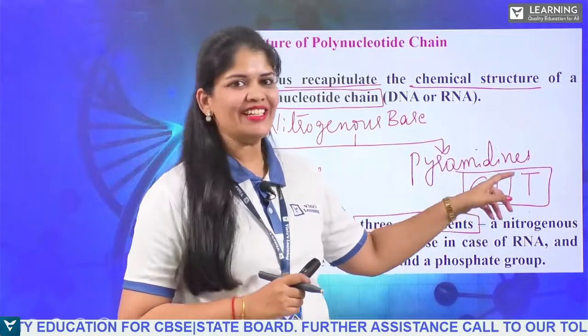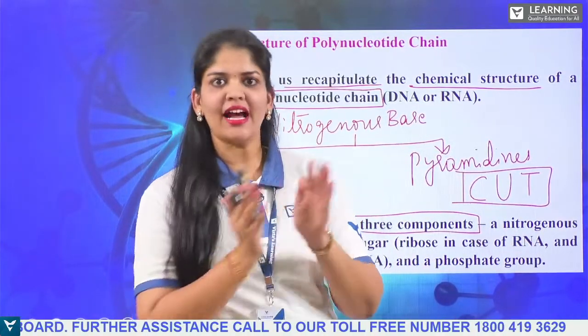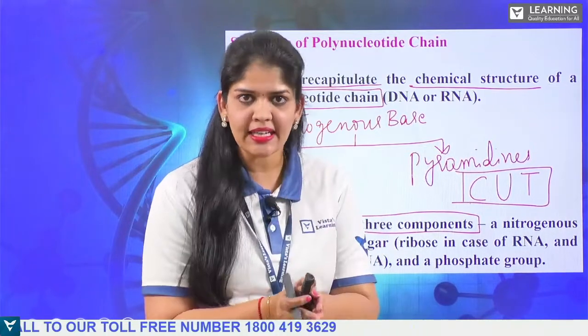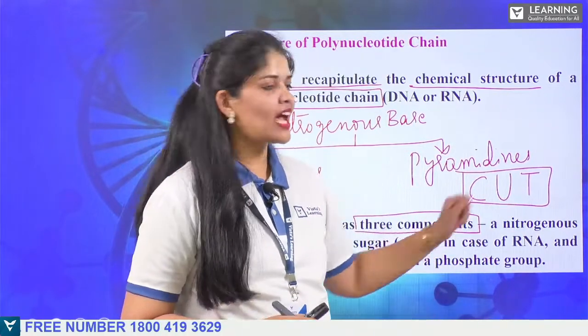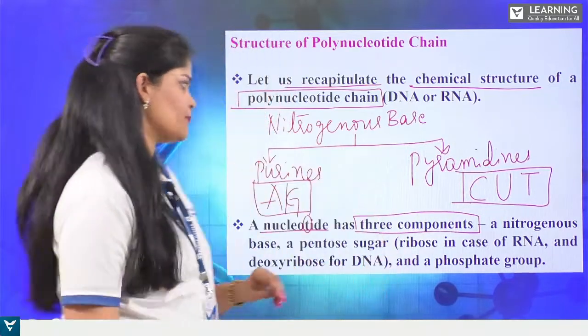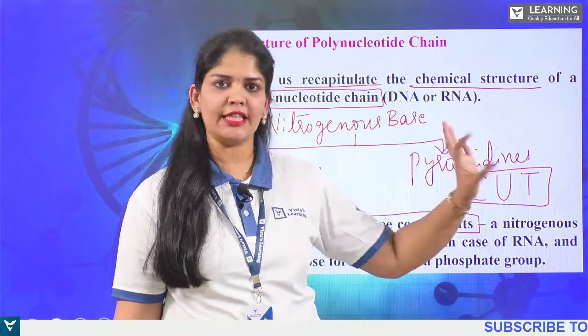There is a difference between DNA and RNA. Cytosine is commonly present in both DNA and RNA, whereas the uracil will be present only in the RNA but not in the DNA. And thymine will be present in the DNA but not in RNA. This is important. So, uracil will be seen in RNA, thymine will be seen in DNA.